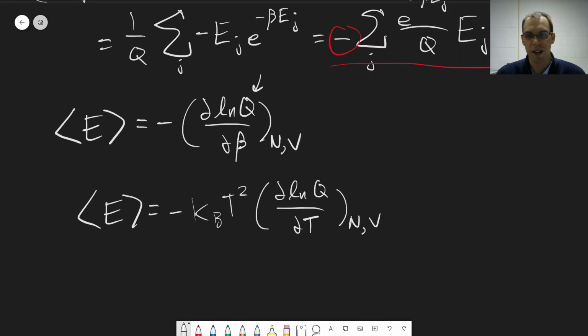In the next video, we'll look at an example of doing this, of calculating average energy for a real partition function, which we will look at how to get in the next chapter, for a monatomic ideal gas.